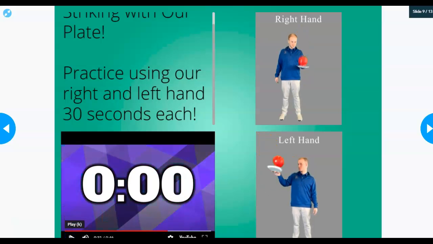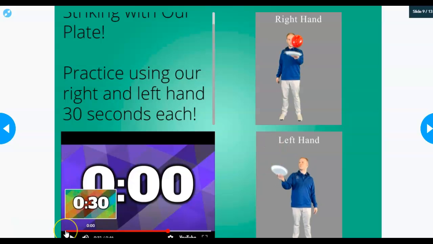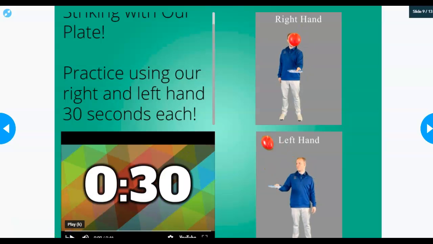Great job. Time to switch hands. Now let's use our left hand. You've got 30 seconds. Ready? Go.